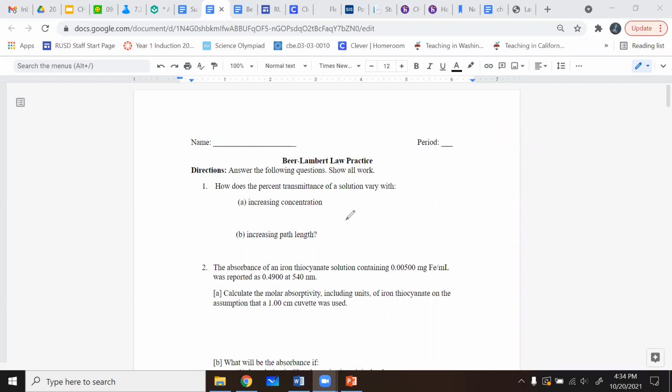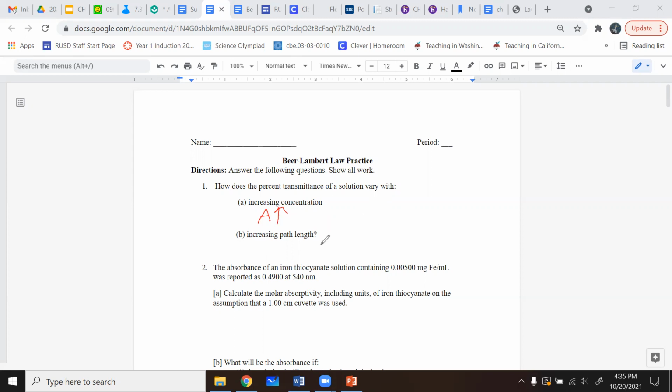Question number 1 asks, how does the percent transmittance of a solution vary with increasing concentration or increasing path length? Well, what we know about transmittance is that it's the opposite of absorption. And we already know that when you increase the concentration, absorption also goes up. So then it should become fairly obvious that transmittance is going to be the opposite of that.